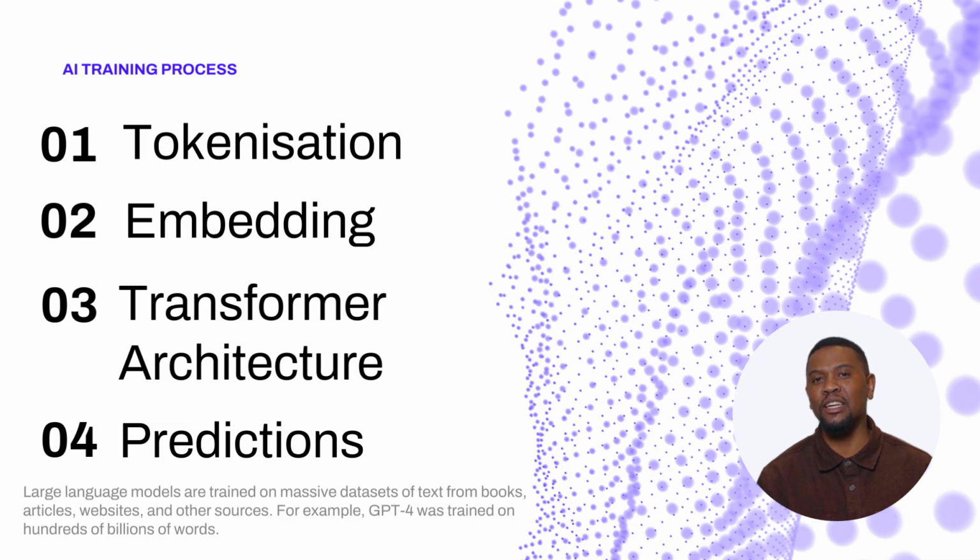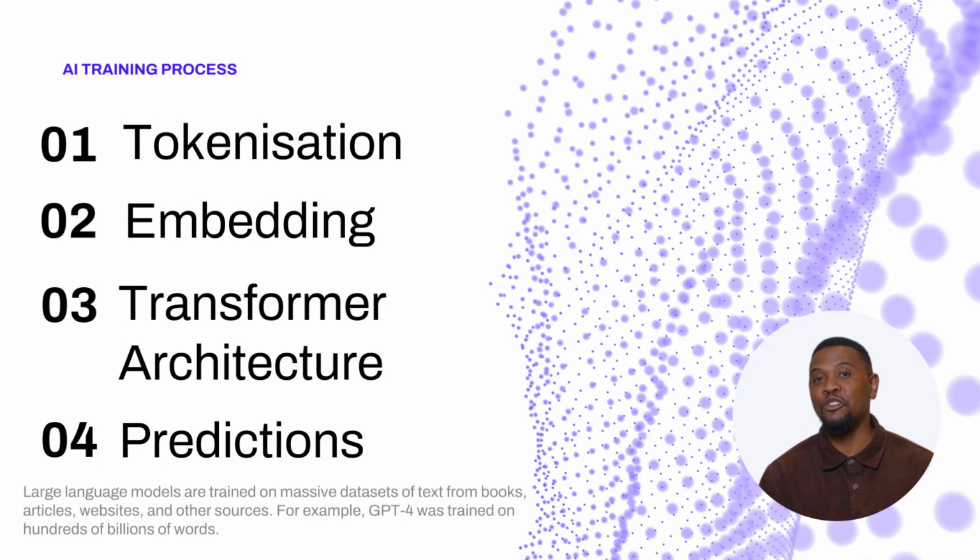Let's start with tokenization. First, the model breaks text into smaller units called tokens. These might be words, parts of words, or even individual characters. For example, the sentence "I love teaching" might be broken into the tokens "I," "love," "teaching." On to embeddings. Next, these tokens are converted into numerical vectors, essentially long lists of numbers that represent their meaning. Words with similar meanings have similar numerical representations.